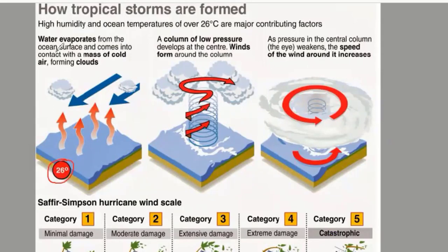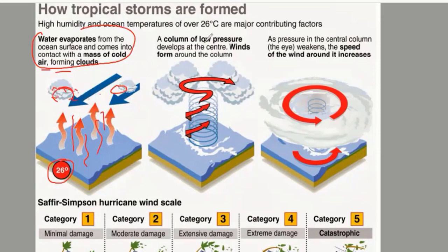The water evaporates from the ocean surface and comes in contact with the mass of cold air, forming clouds here. We just discussed this. From here, water rises due to evaporation and comes here in the form of clouds, and there is warm air, and you can say there is also cold air.